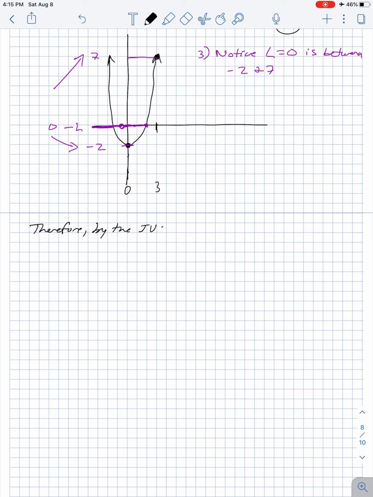by the intermediate value theorem, there exists a C in the interval 0, 3. It's right here. This is our C value that we found between 0 and 3, such that, oops, spelling, that f of C equals 0, my L value. Okay, and that shows you that there's a root.